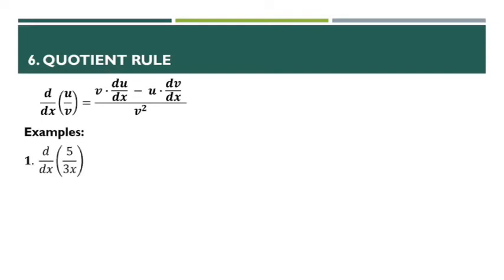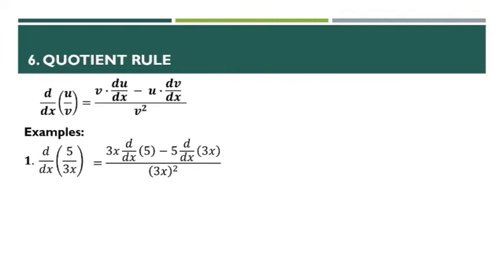Example number 1: the derivative of 5 over 3x in terms of x. So we have, yung u natin dito is 5 and v is 3x. So v is 3x. So you lower times derivative of higher, which is derivative of 5 minus high, which is 5. Then below, or derivative of lower function, 3x, over low, 3x squared.